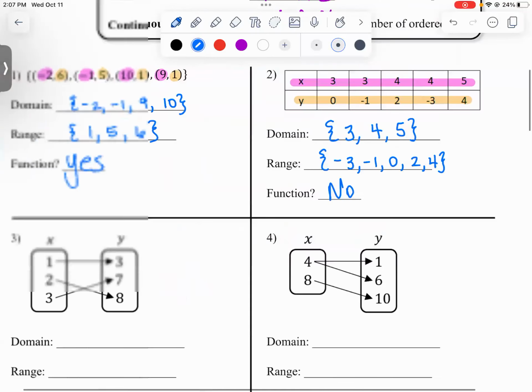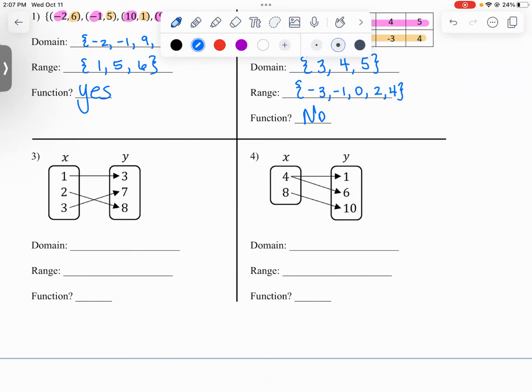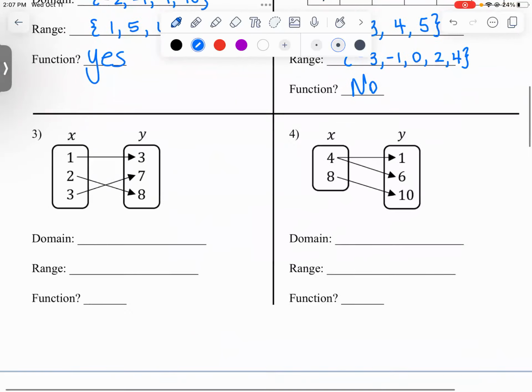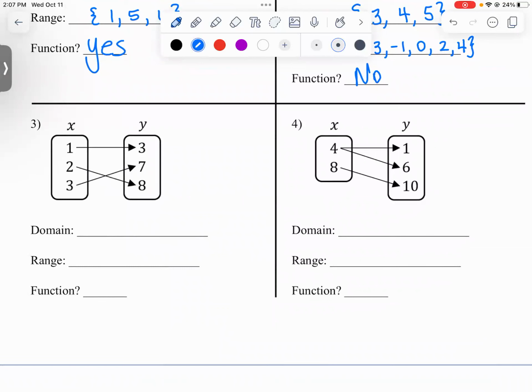How about you guys answer 3 and 4 by yourself? Order them from least to greatest, please. That's going to be easier for me when I grade your work. Answer me 3 and 4.